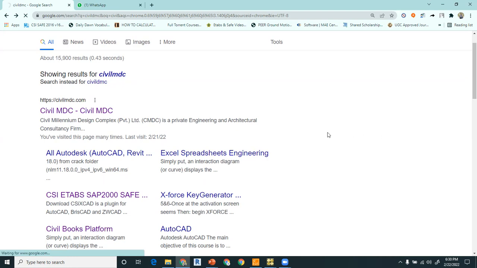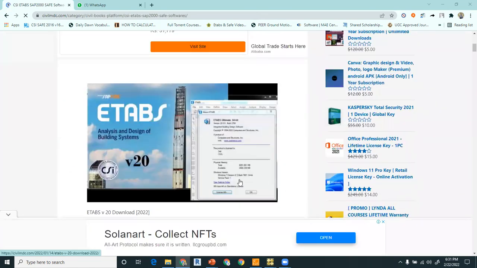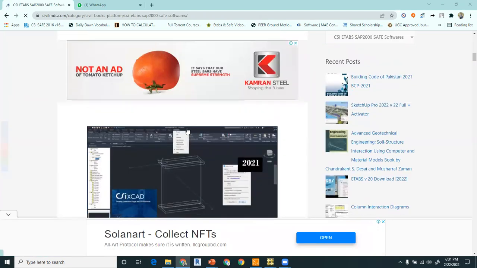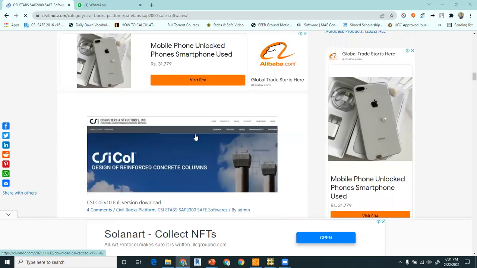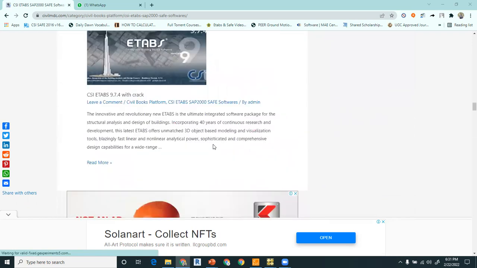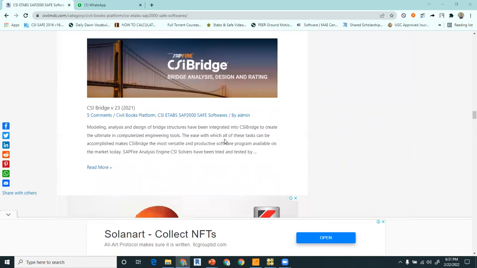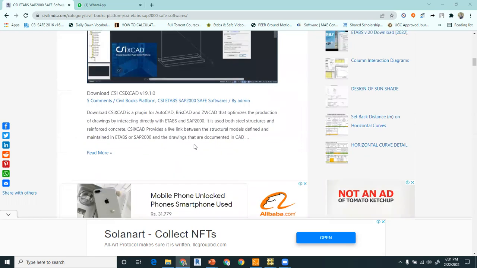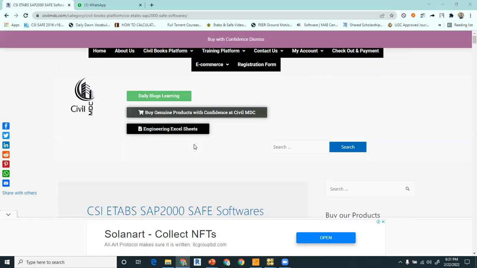software very easily. You can download any version of these software and use it for the design. This is the latest one, ETABS version 20, and you can download it with the crack and total package. You can also find SAFE software version 2020 and all the older versions of CSI software. The crack is also available with these files, but if the crack is not available, then you have to download the Run As Date software.